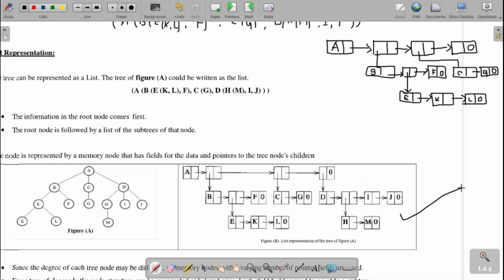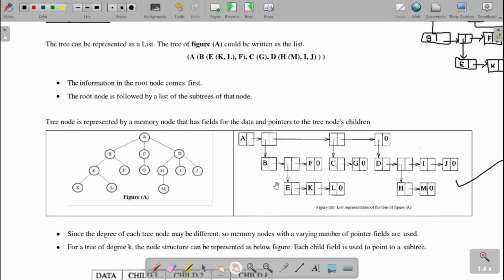In the list representation, if you observe, a tree node will have two components. The first one will be your information and the other is the link component. In the information field, the child value will be written, and if it again has children, a list will be created. This is how we go about representing the list representation. Fine. Then let us continue.